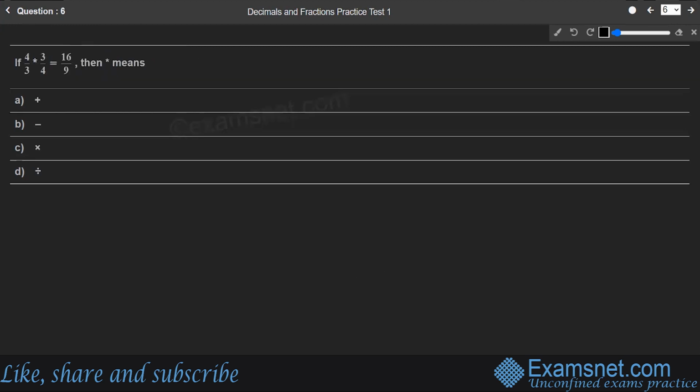Now, the question says 4 by 3 star 3 by 4 is equal to 16 by 9. The star means, okay. So 4 by 3 star 3 by 4 is equal to 16 by 9. So we need to identify what mathematical operator this is. Is it plus? Is it minus? Is it divide or is it multiply?